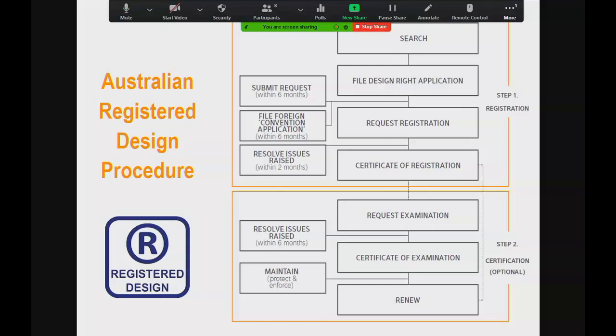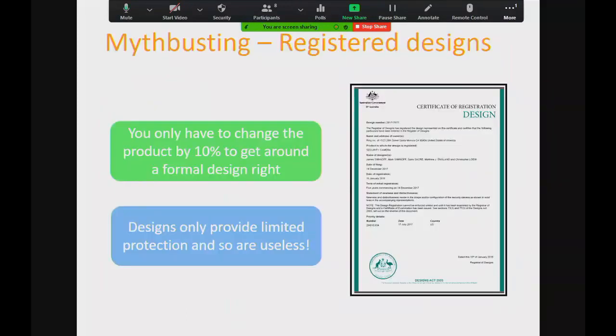The myth busting for registered designs, the classic, you only have to change it by 10%. That chair, you only have to change it by 10% to get around the registered design. Not true. There is no 10, 20, 50%. There is no number you have to change something by. In each case, it's just a qualitative and quantitative analysis of what else is out there in that space and how close you are to those or how different you are. There is no 10% change.